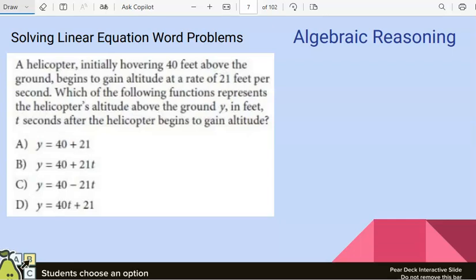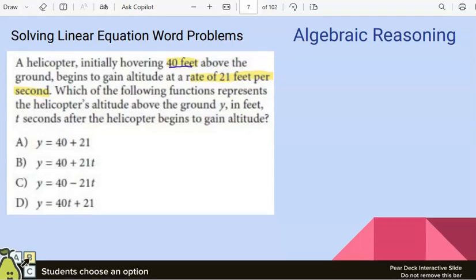Try this one. A helicopter initially hovering 40 feet above the ground begins to gain altitude at a rate of 21 feet per second. Which of the following functions represents the helicopter's altitude above the ground, y, in feet, t seconds after the helicopter begins to gain altitude? Pause the video and try this question. When you're ready to move on, unpause and then check the solution.